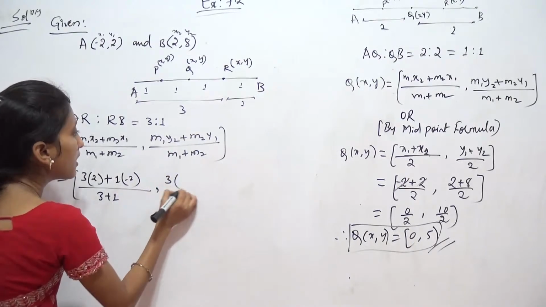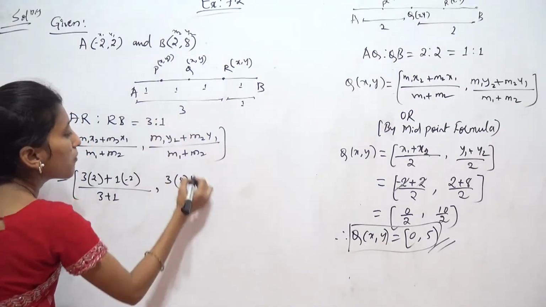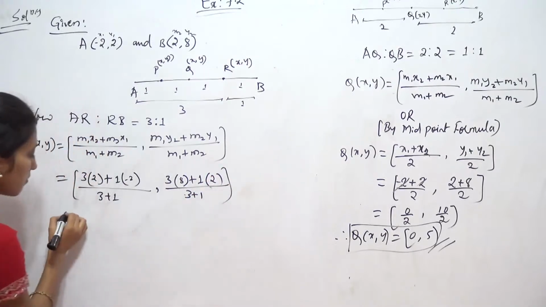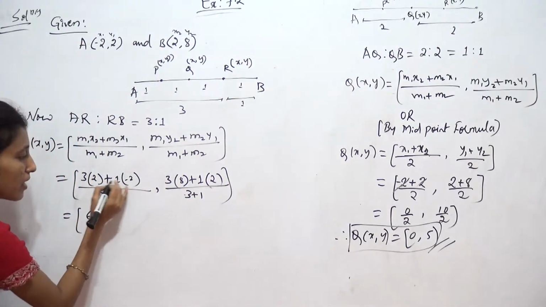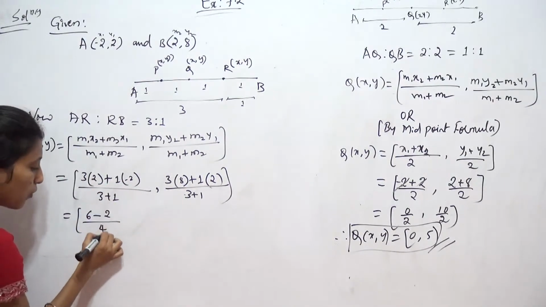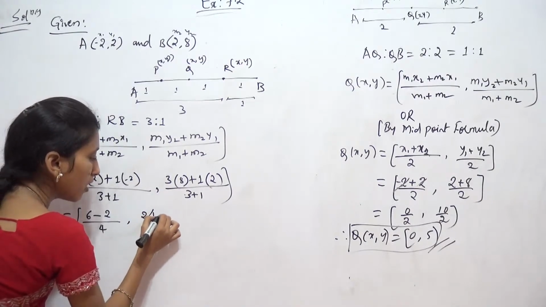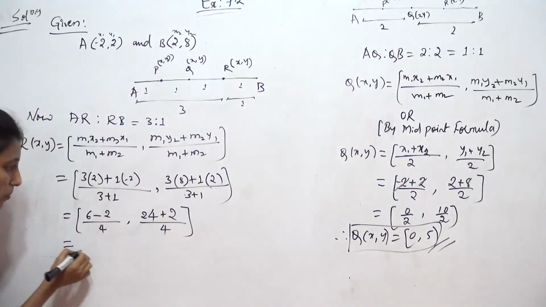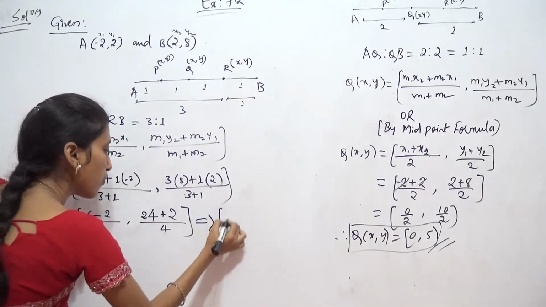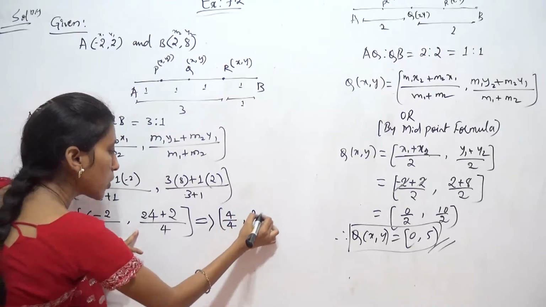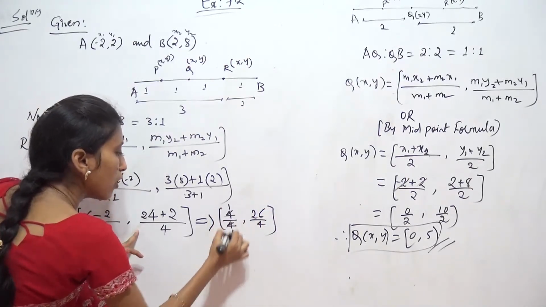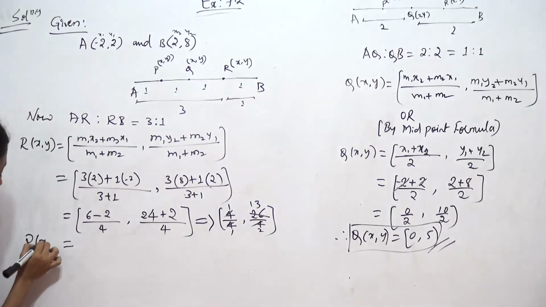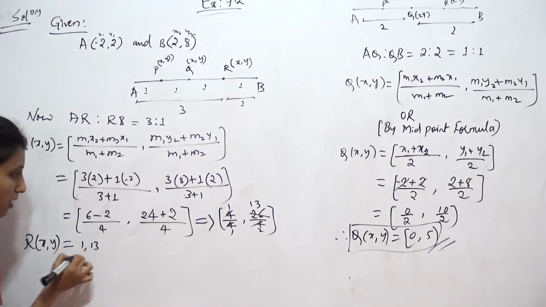Now the y coordinate: 3 times y2, which is 8, plus m2 is 1, y1 is 2, divided by 3 plus 1. Which equals 3 2s are 6, plus minus 1 2s are minus 2. So it will be 4. Next, 3 8s are 24, plus 2 1s are 2, divided by 4. So that equals 6 minus 2 is 4, divided by 4. Next, it will be 26 divided by 4. 4 1s are 4, 2 2s are 4, 2 1s are 2, 2 3s are 6. So the required coordinates of R of x comma y will be 1, 13 by 2.